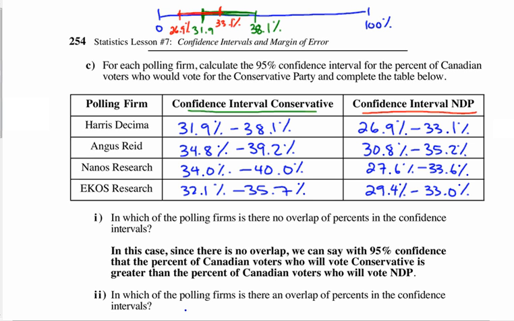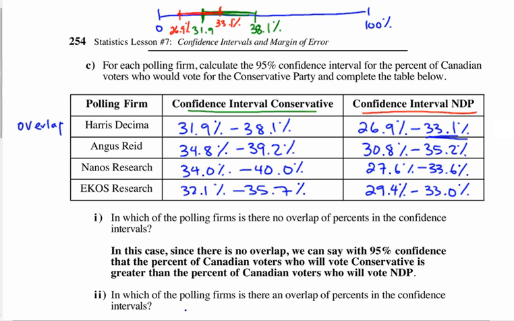So there's a chance. Although the numbers are higher for conservative, if you look at the largest number for NDP and the smallest number for conservative, there is a chance that NDP could get more votes, 33.1%, than conservative, that's 31.9. And so there is an overlap there. So it says, in which of the polling firms is there no overlap? So there is an overlap in this one.